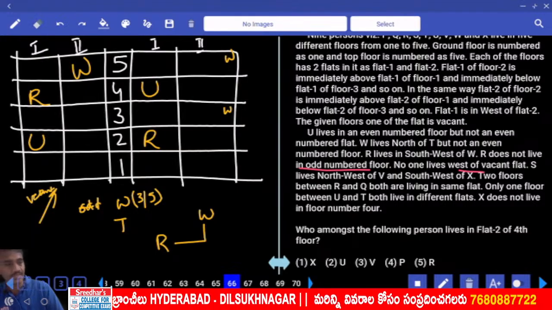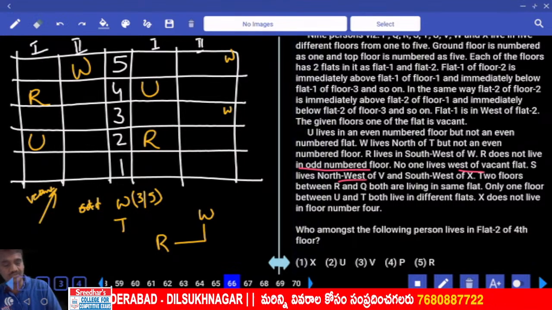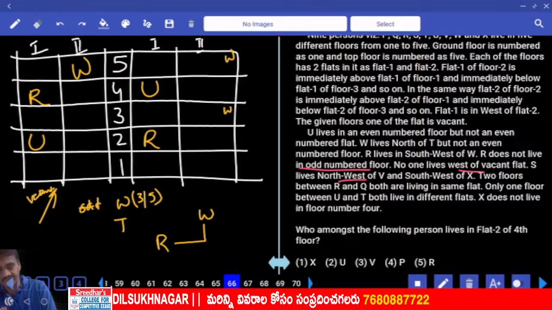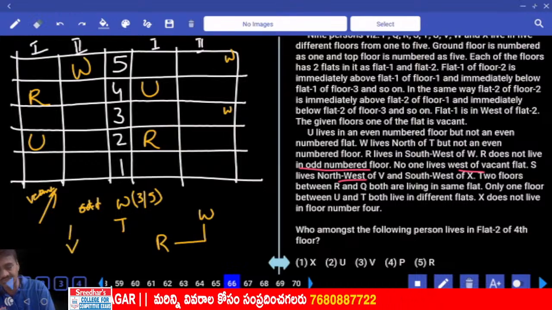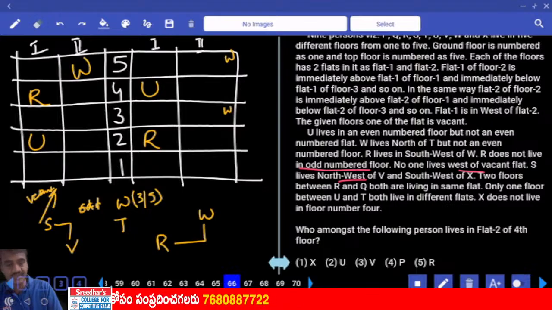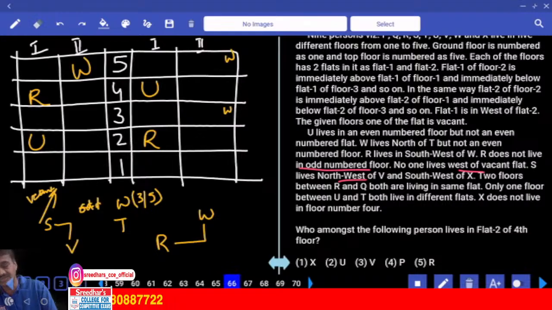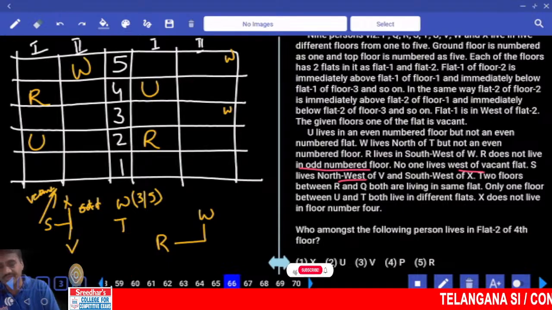The next one, S lives to the northwest of V. Where is this S? S is to the northwest of V, V is here, then S must be here. S must be in the first flat, and V is in the second flat. And S is to the southwest of X, hence V and X must be in the second flat, and S must be in between these two.